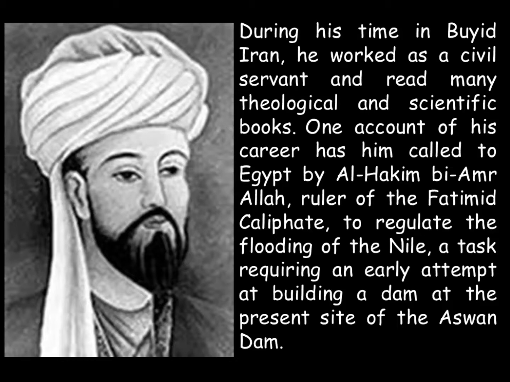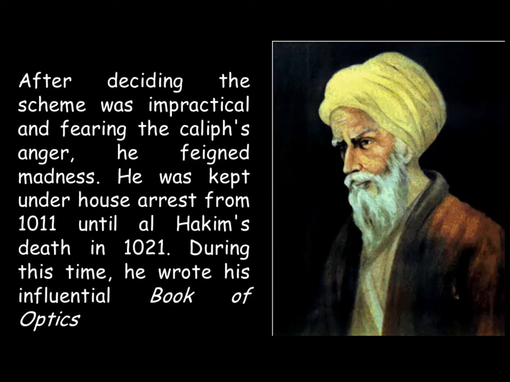During his time in Baghdad, he worked as a civil servant and read many theological and scientific books. One account of his career has him called to Egypt by Al-Hakim bi Amr Allah, ruler of the Fatimid Caliphate, to regulate the flood of the Nile, a task requiring an early attempt at building a dam at the present-day site of the Aswan Dam. After deciding the scheme was impractical and fearing the Caliph's anger, he feigned madness.